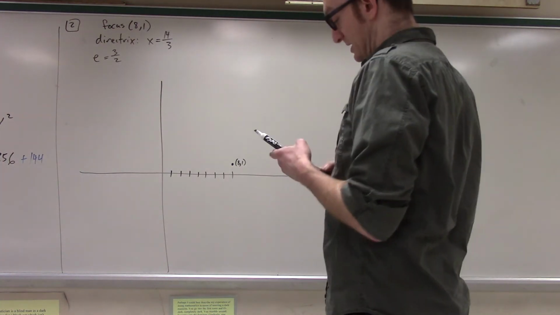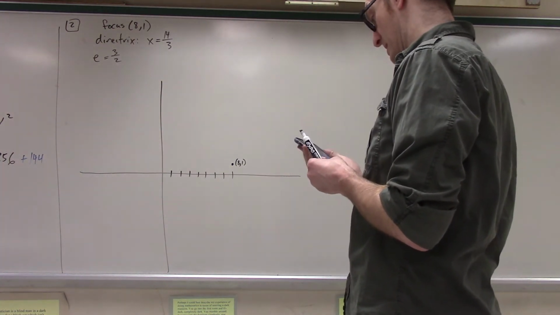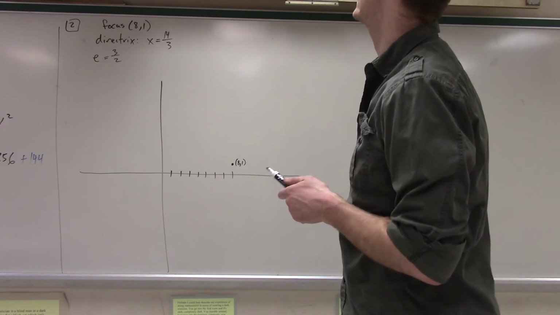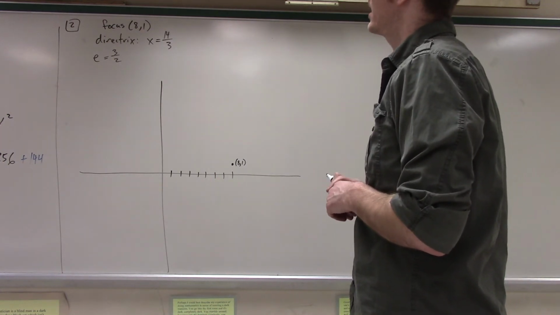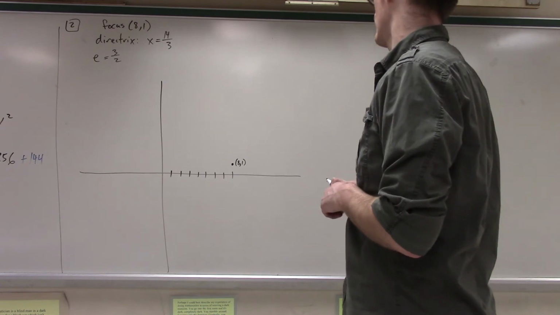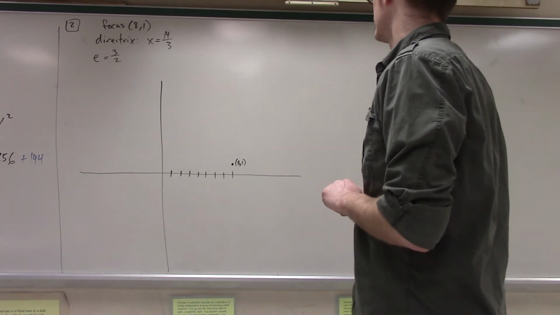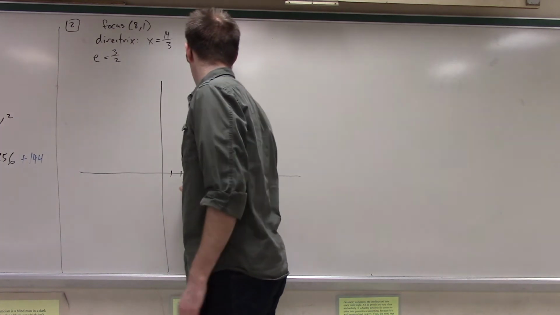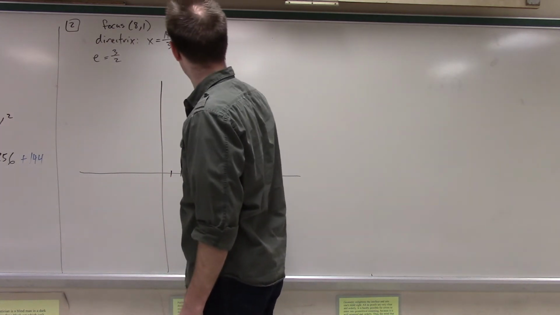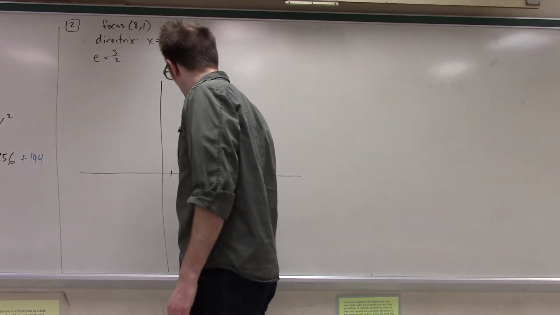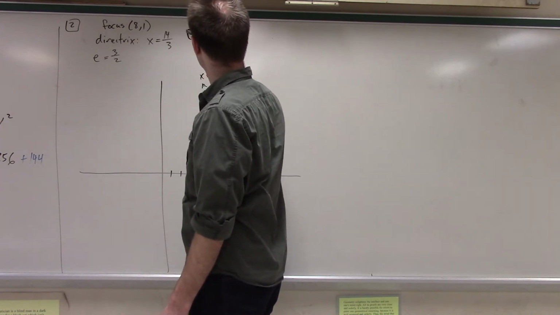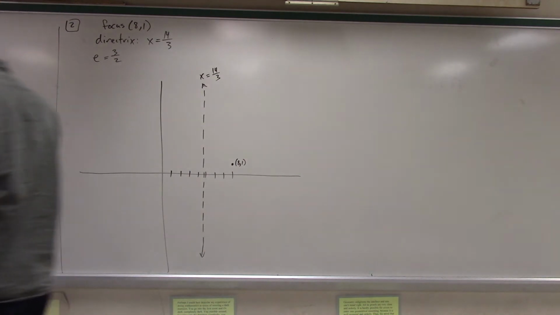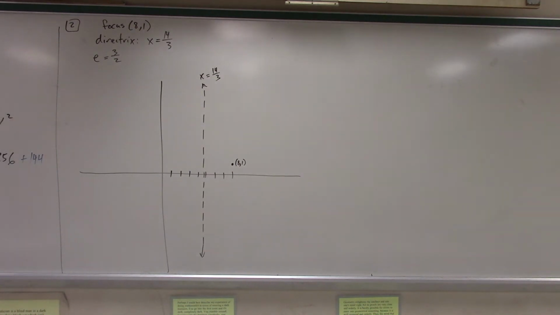My directrix is x equals 14/3, so that is whatever that is, 4 2/3. So 1, 2, 3, 4 2/3. x equals 14/3, and from this I can make a rough sketch at least of what the conic looks like.